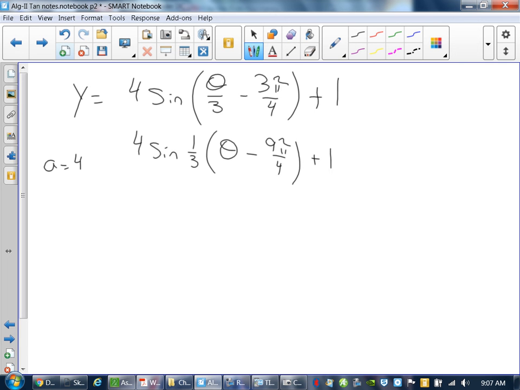So your phase shift here is just kind of a fraction. Now we can label everything out. We have an A value of 4, a B value of 1/3, which means our period is going to be 2 pi divided by 1/3, otherwise known as 6 pi. We have an H value of 9 pi over 4, and a K value of 1.